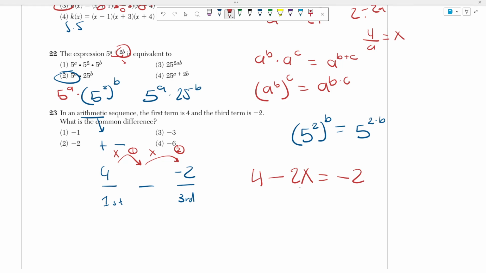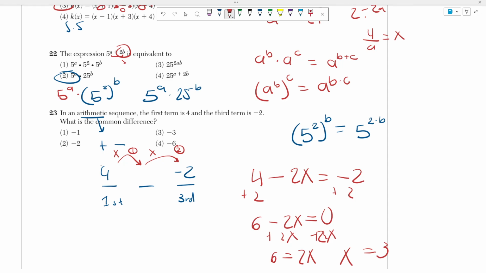Now I can solve for x. I'm going to add 2 on both sides. I'll get that 6 minus 2x is equal to 0. I'll add 2x on both sides. I'll get that 6 is equal to 2x and that x is equal to 3. So actually, I subtracted by 3 each one of these times to get my answer, which makes sense, right? What's 4 minus 3? 4 minus 3 is positive 1. What's 1 minus 3? It's -2, right? So you subtracted by 3 both times.